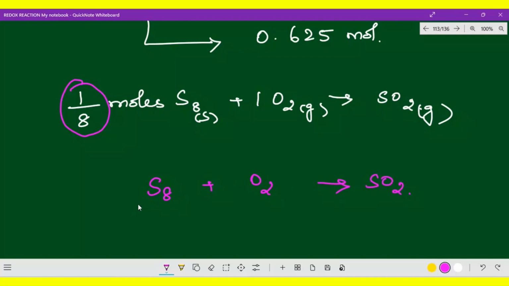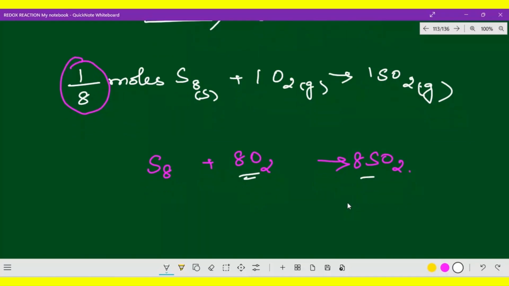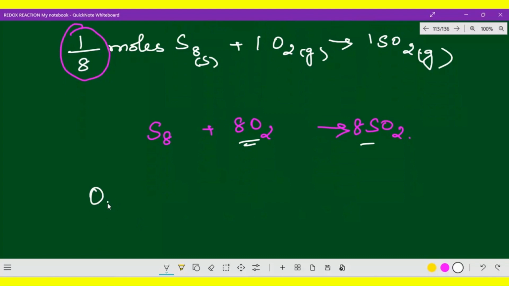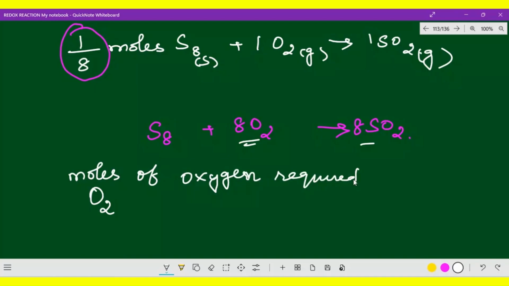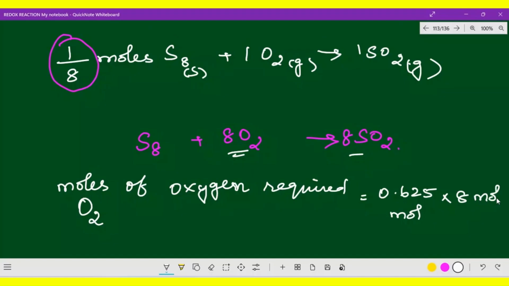Therefore, 1 mole of sulfur requires 8 moles of oxygen and can provide 8 moles of sulfur dioxide. Can you get the point here? 1/8 moles of sulfur combined with 1 mole of oxygen provides 1 mole of sulfur dioxide. Therefore 1 mole of sulfur combined with 8 moles of oxygen provides 8 moles of sulfur dioxide. So moles of oxygen required is 0.625 mole into 8 moles of oxygen.